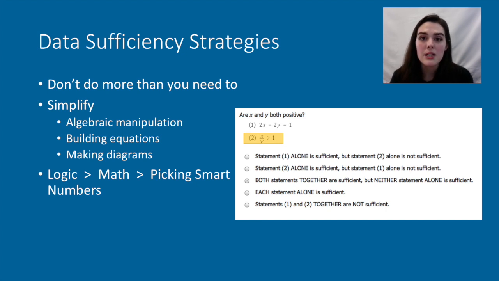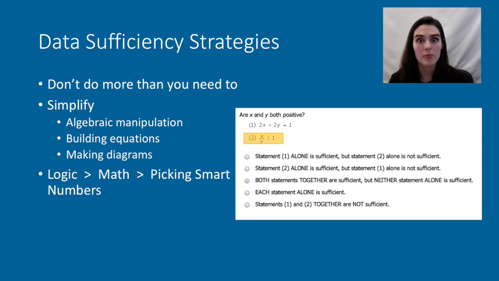What that means is pick numbers that you're pretty sure are going to prove that your statement is insufficient. Now, this is a last resort strategy because if you pick the wrong numbers, you might get the wrong answer. Oftentimes you'll have a statement that is true for maybe every single value except for two different values. And if you don't pick those two values to plug into your equation, you're going to get the wrong answer. You're going to think that it's sufficient. So picking smart numbers should be a last resort.